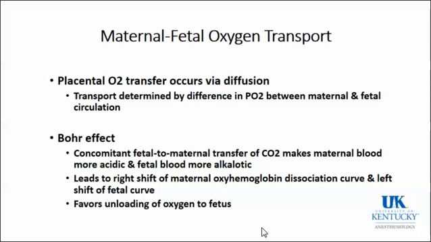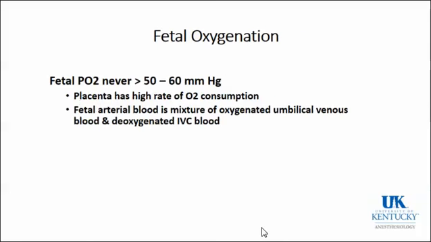One thing to remember when you're thinking about oxygen transport, anything that is going to help promote delivery of oxygen to the fetus is usually going to be going on. Also to remember though, the fetal PO2 never reaches higher than 50 to 60 millimeters of mercury. Part of this is because, as I said, the placenta is an active organ itself. It uses a large amount of oxygen. It has a high rate of oxygen consumption. In addition, fetal arterial blood is actually a mixture of oxygenated umbilical venous blood as well as deoxygenated blood from the inferior vena cava.